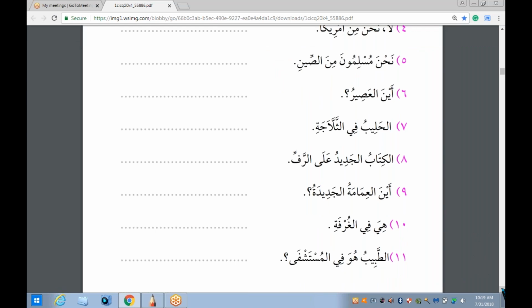طيب, that lam has a shadda. نعم. الحليب في الثلاجة. You all repeat after me. في الثلاجة. في الثا. في الثا في الثلا. Now that lam has a shadda. الثلاجة. في الثلاجة. نعم. طيب continue يا أبا عامر.